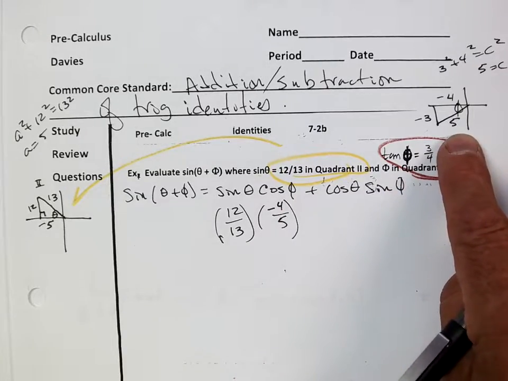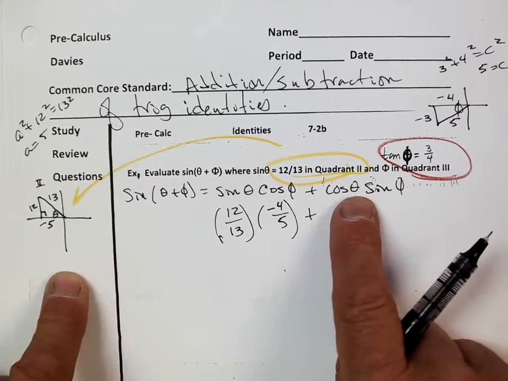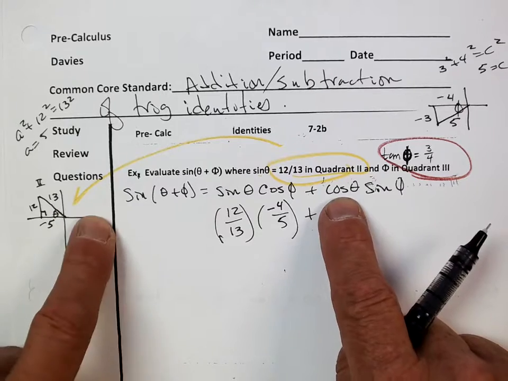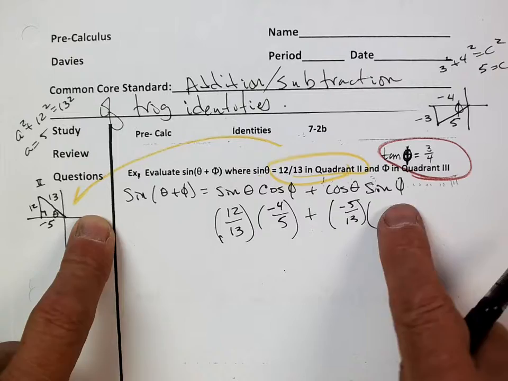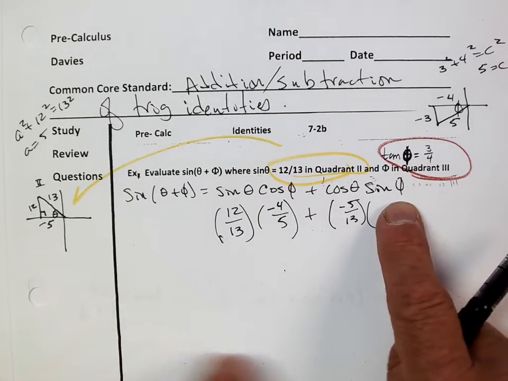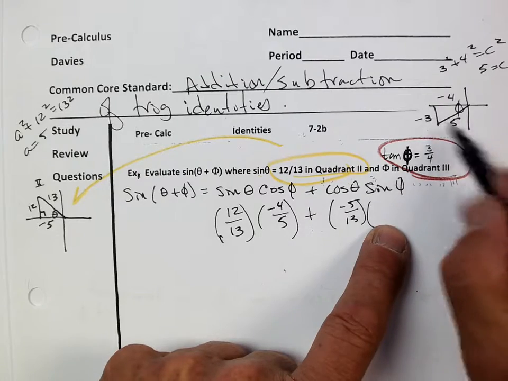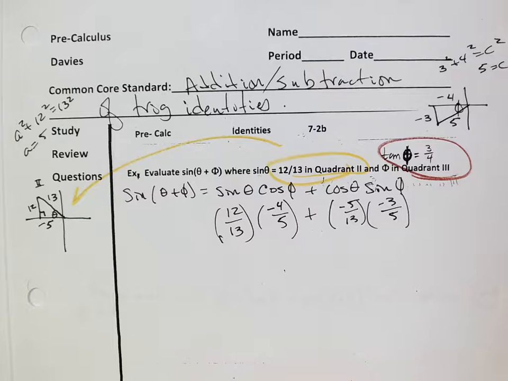So that's pretty much it. Plus cosine theta. Let's go over to my theta triangle. The cosine is adjacent over hypotenuse, so it's going to be negative 5/13, right? And then I'm going to go to sine of phi, so go to my phi triangle, and sine is opposite over hypotenuse, which is negative 3/5, okay?